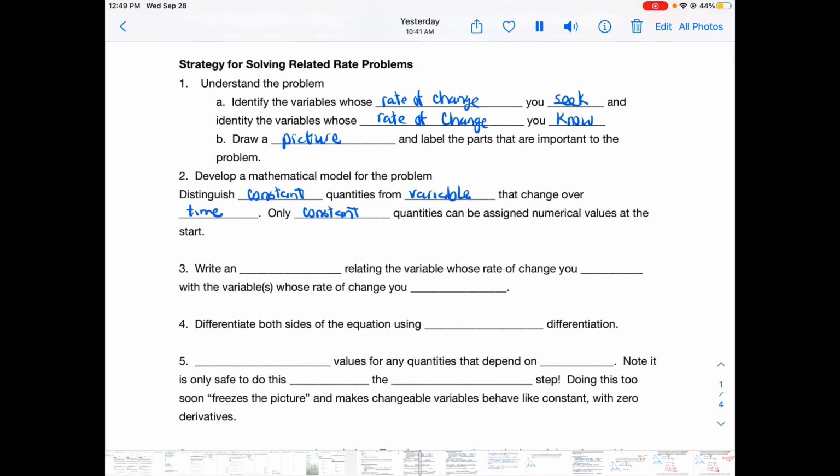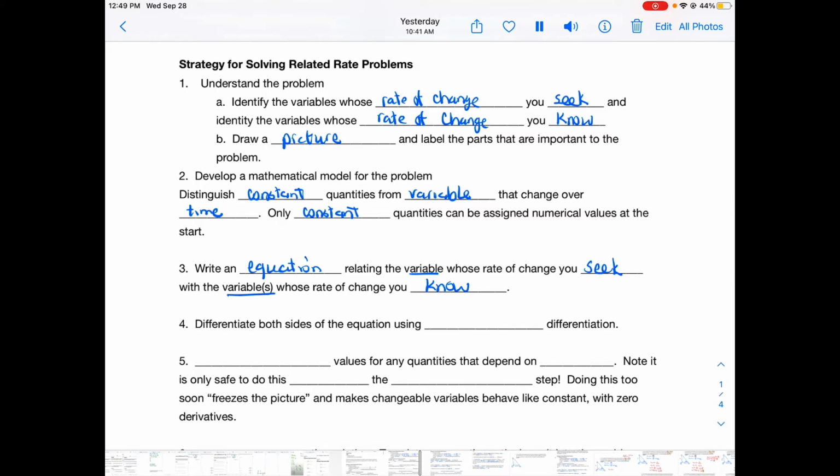Now that I've identified that information, the next thing I'm going to do is write an equation. This equation is going to relate the variable whose rate of change I am seeking with the variable whose rate of change I know. Whichever variables those are, I'm going to write an equation involving those two variables. Then, once I get that equation, I'm going to differentiate both sides of the equation. I will need to use implicit differentiation because I'll have other variables besides t, time.